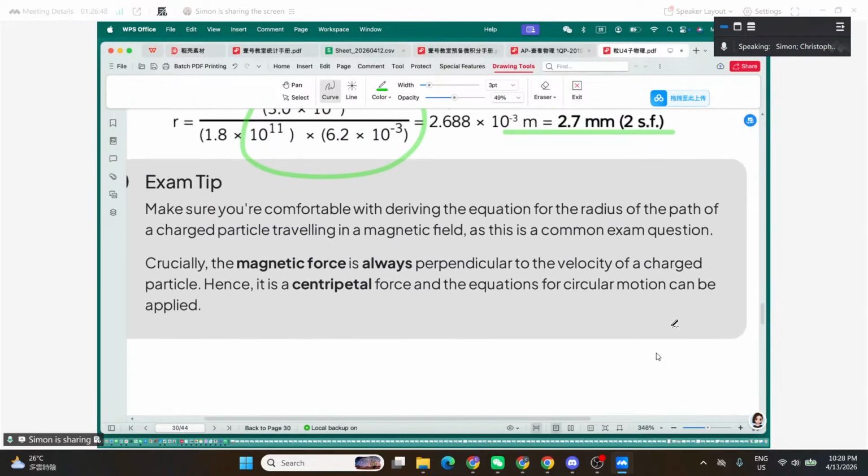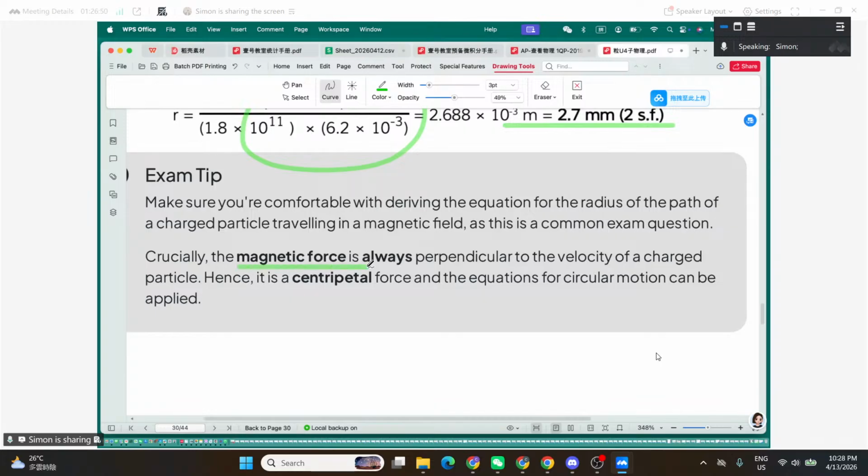In the process, we have to remember why the object does circular motion. The reason is that the magnetic force is always perpendicular to the velocity of the charged particle. Because the force is perpendicular to the velocity, there is no work done, so no energy change to the circular motion. No problem.